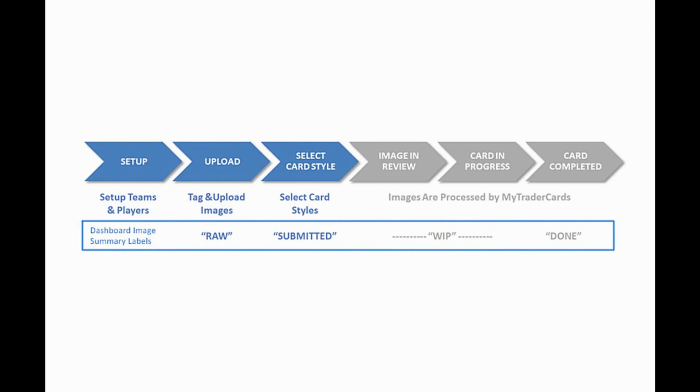So that's really all there is to it. Once your images have reached the submitted status, then your work is done and MyTraderCards takes over from there. Submitted images go through a review process where we try and eliminate images that aren't suitable for cards. So maybe the images are blurry or there are many copies of a single image for a given player. Once they pass the review stage, then they will show up in your user dashboard as WIP, or work in progress. And shortly after that, the cards will be completed and they'll show up in the done status in your user dashboard.